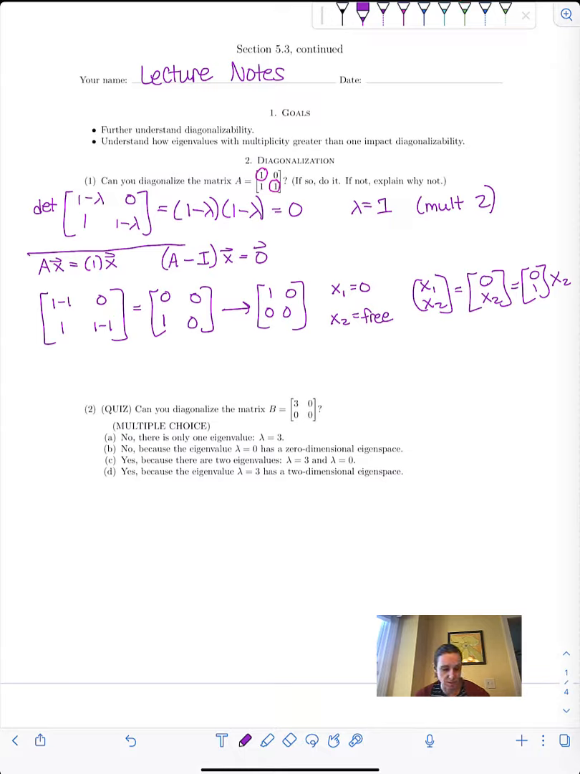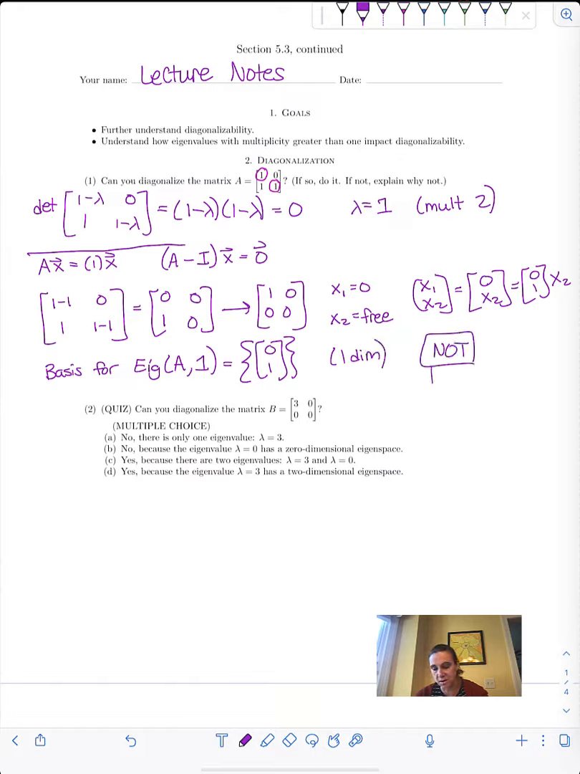And so our basis for the eigenspace of A at eigenvalue 1 is just simply the vector (0, 1). And that's a one-dimensional eigenspace. And we needed 2, so this is not diagonalizable.